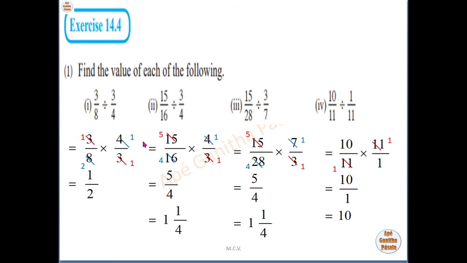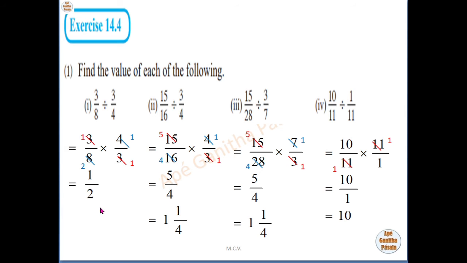8 and 4 are divisible by 4. 4 divided by 4, 1. 8 divided by 4, 2. Now multiply numerators together and denominators together. 1 into 1, 1. 2 into 1, 2. So 1 over 2. Here you have to write the numerator 1, because numerator 1 you have to write.